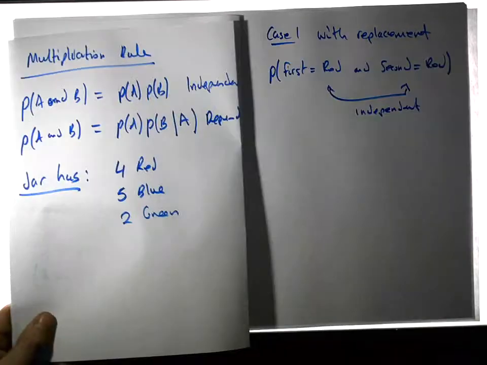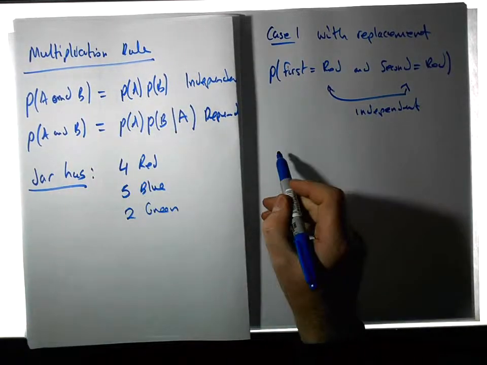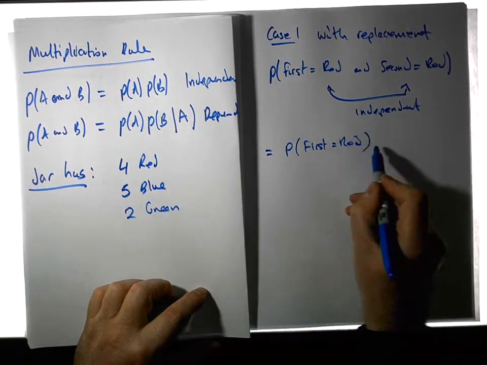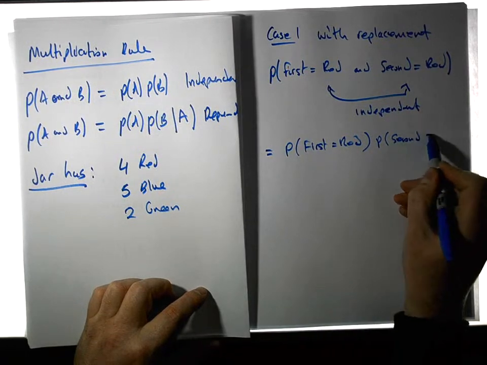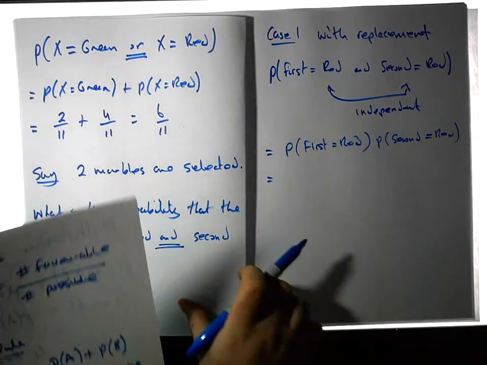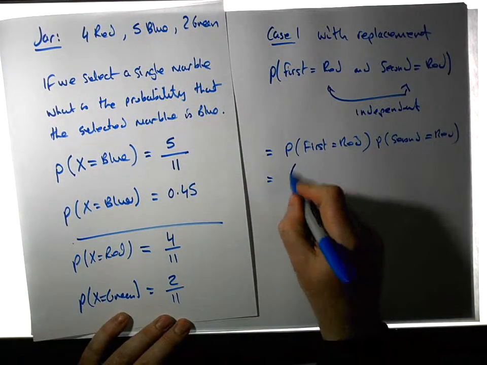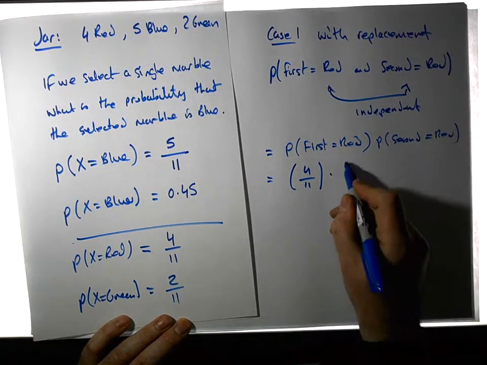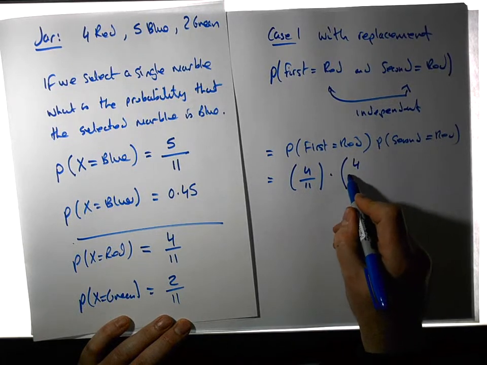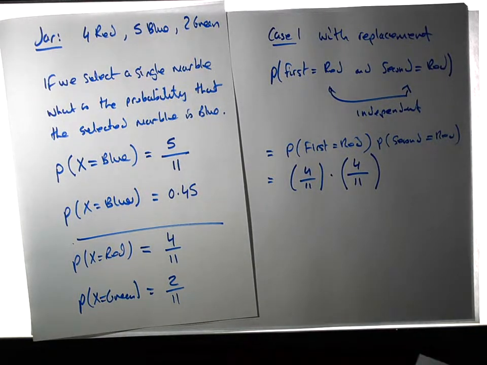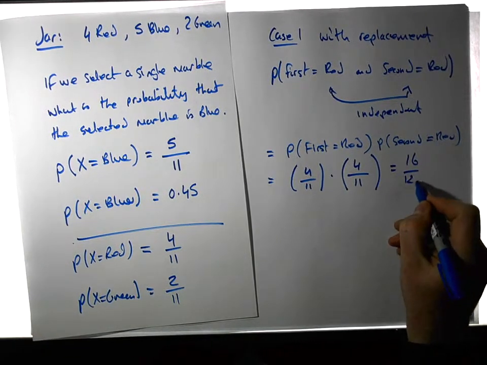Now it's just the product of the two probabilities. So this becomes the probability that the first is red times the probability that the second is also red. Now, the probability that the first is red is, well, how many red marbles are there? There are 4 red marbles out of 11, so it's 4 over 11, times the probability that the second is red. Well, how many red marbles are there in the jar? There's still 4 of them in the jar, and all the marbles are still there, so it's 4 over 11. In which case, that gives us 16 chances in 121.